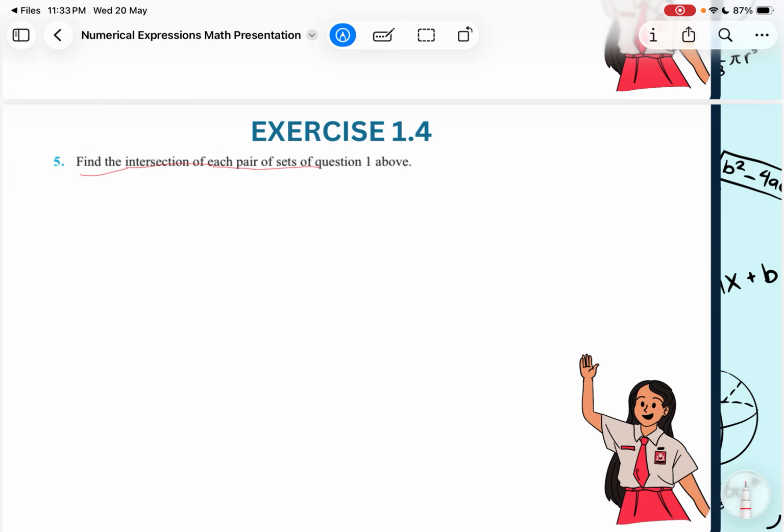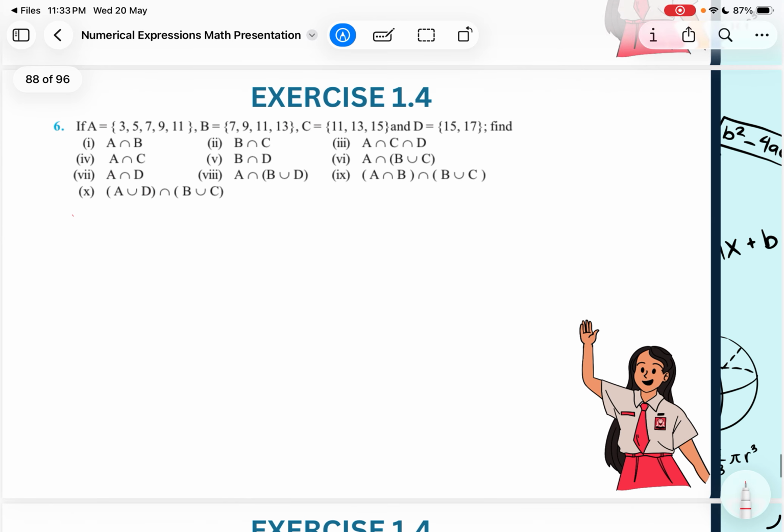Find the intersection of each pair of sets. I think this question is half written, let's skip this. Okay, now question number 6: if A has this, B has this, C has this and D has this, find A intersection B. So I think I should do this question or this question. There is a slight difference, so let me do the 10th one.